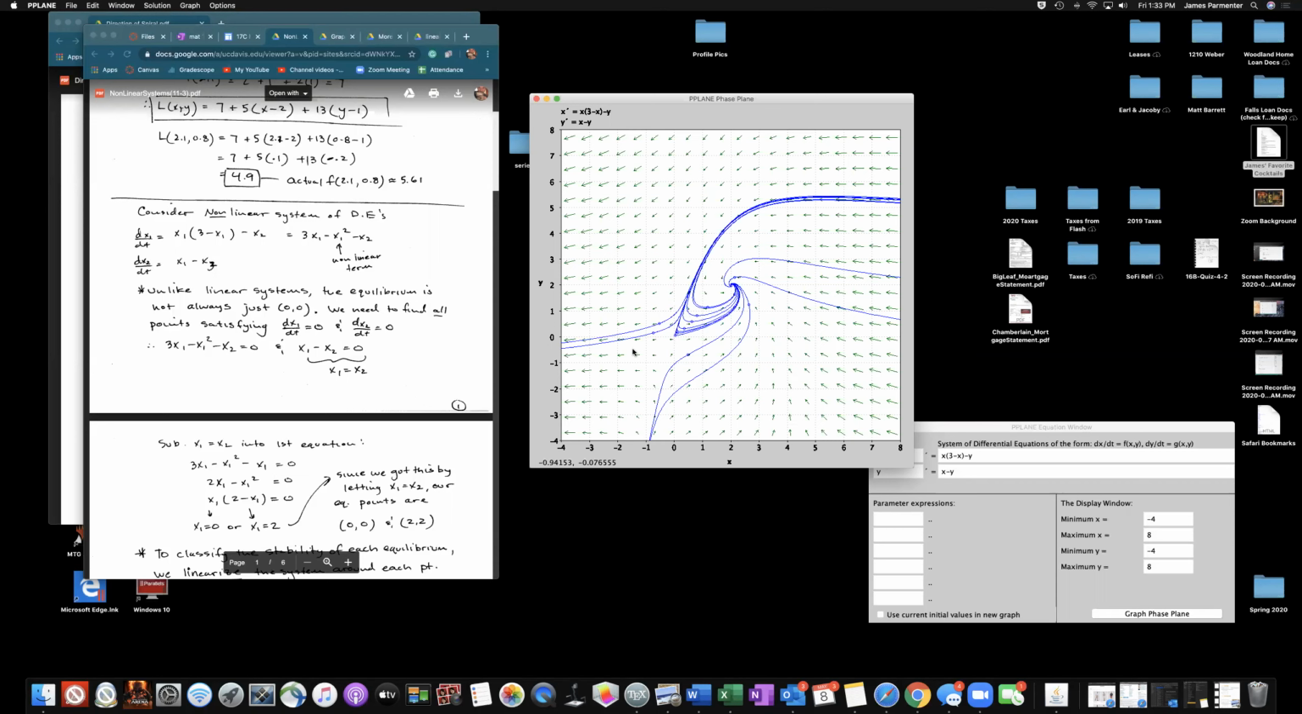So depending on where you are on this side of 0, 0 versus this side of 0, 0, you might get pushed far away. If you're over here, you might end up spiraling inwards. So these non-linear differential equations are really kind of different, right? We're less able to tell exactly what's happening everywhere.